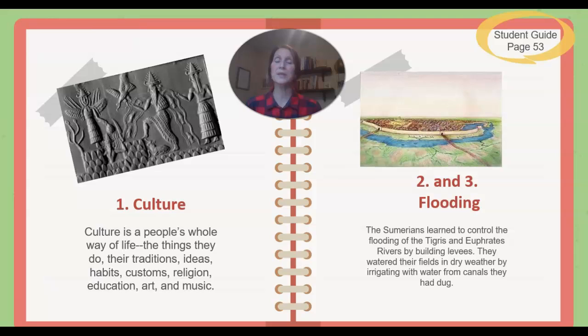Questions number 2 and 3 deal with flooding. The Sumerians learned to control the flooding of the Tigris and Euphrates rivers by building levees. They watered their fields in dry weather by irrigating with water from canals they had dug. And remember, just a quick note, these canals were hand dug. There were no excavators. They were all dug by hand with small tools. And then carrying the water out to the field was most likely done with buckets or some kind of system where they had some kind of pulley to get the water out.